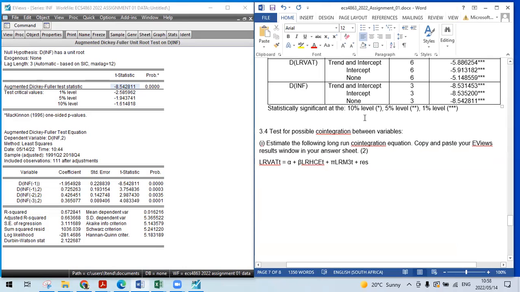If you look here, guys, I know you are seeing that we are given a lot of independent variables, but in this case, let's use what we are given. We are given LRHCE as well as LRM3 as our independent variables, but we have so many. Let's use what we are given here. I'll explain why we do this in practice. We just want to run this equation.